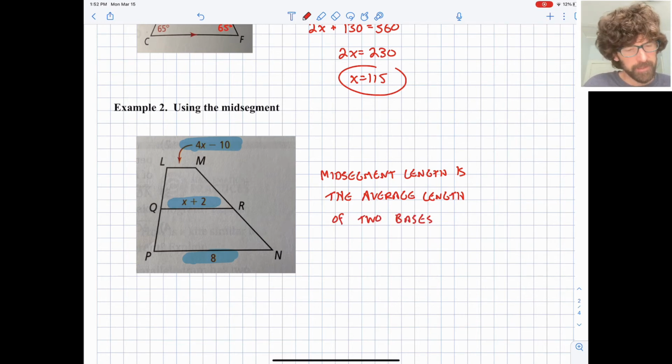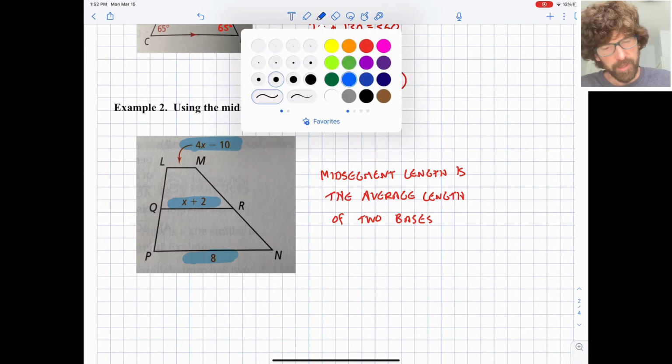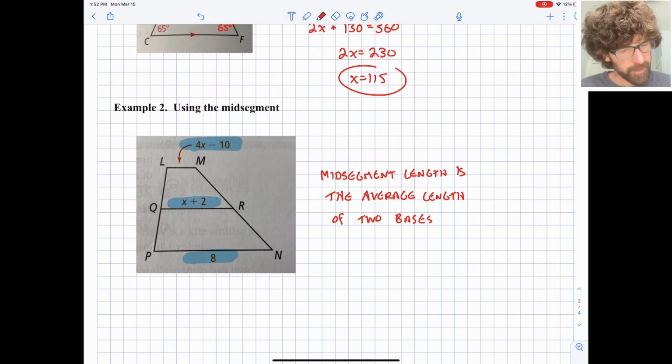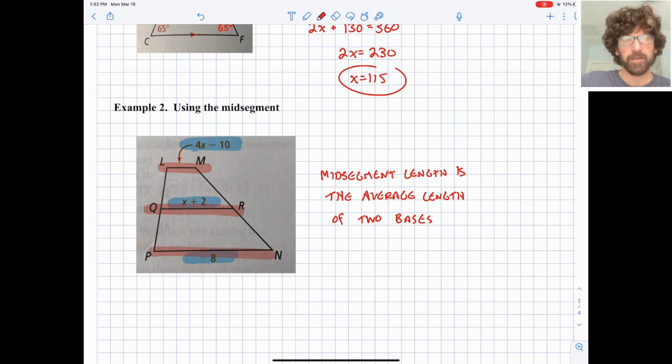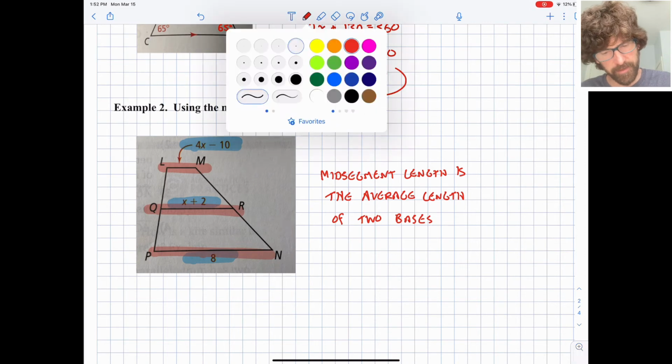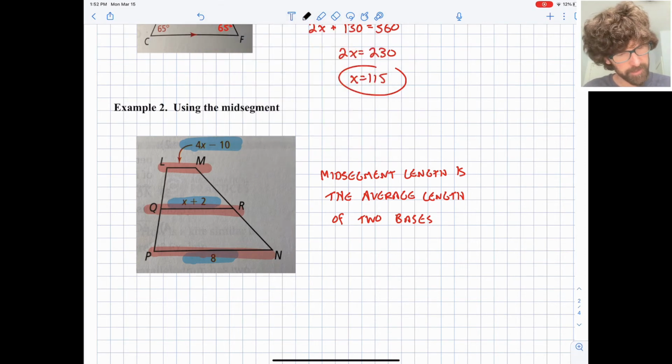Okay, and that makes a little bit of intuitive sense to me, right? So thinking about this mid-segment length being the average of the short base and the long base. Okay, so that would help us find the length of the mid-segment. So let's do a little bit of math here and solve this one.